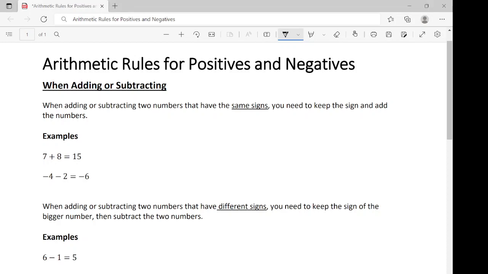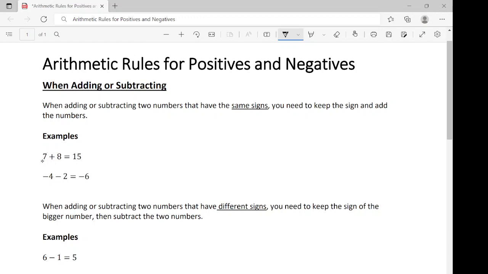When it comes to doing arithmetic, you need to be aware of what the signs do during the various operations of add, subtract, multiply, and divide. So when adding or subtracting, there are a couple rules you need to follow. First, when adding and subtracting two numbers that have the exact same sign, you just need to keep the sign that is there and just add the numbers together.